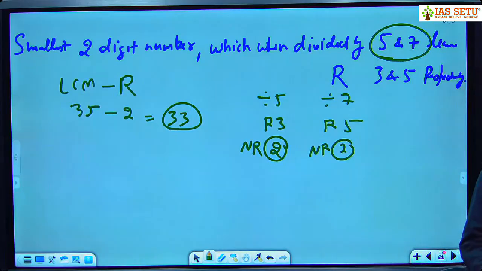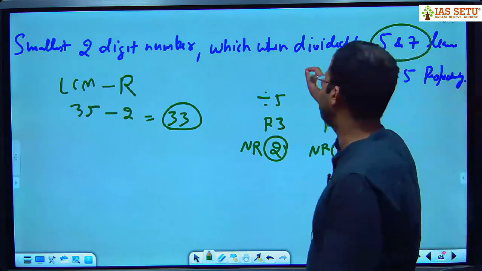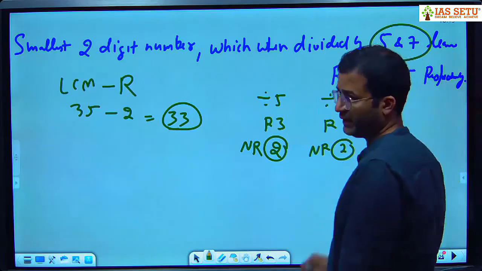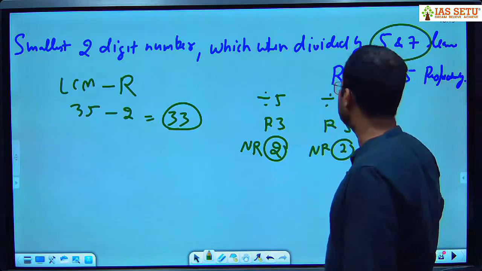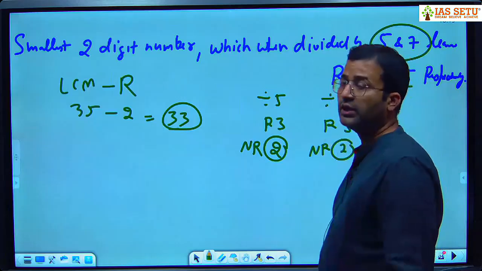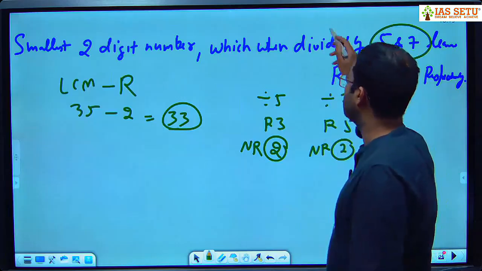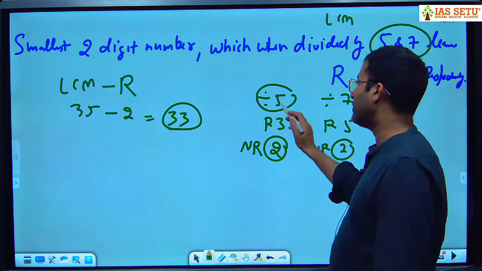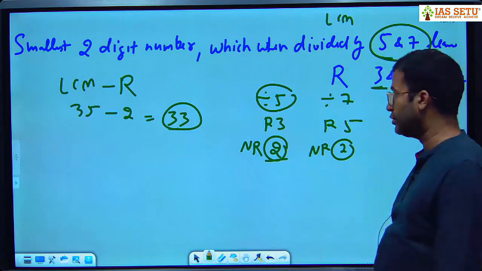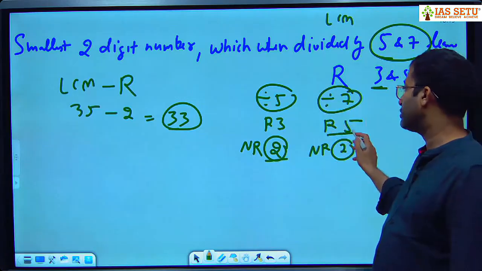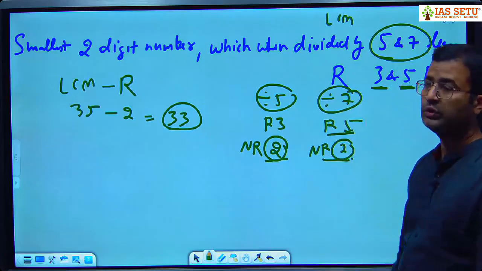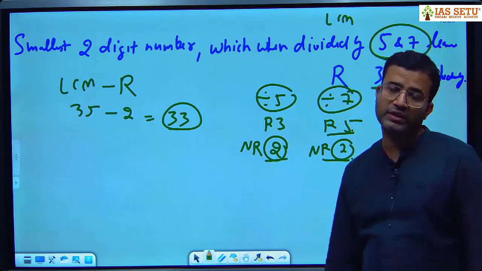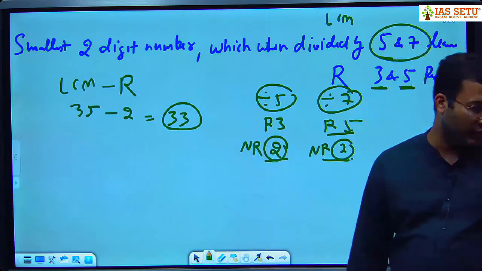I repeat this question. Question is smallest two-digit number which when divided by 5 and 7 leaves remainder 3 and 5 respectively. First you check in question if remainder is same or different. If you find in question remainder are different and question is of LCM, you use negative remainder. When you divide by 5, positive remainder 3, so negative remainder 2. When you divide by 7, positive remainder 5, so negative remainder 2. So it is LCM minus R. So what is LCM? 35. What is negative remainder 2? So your answer is 33.